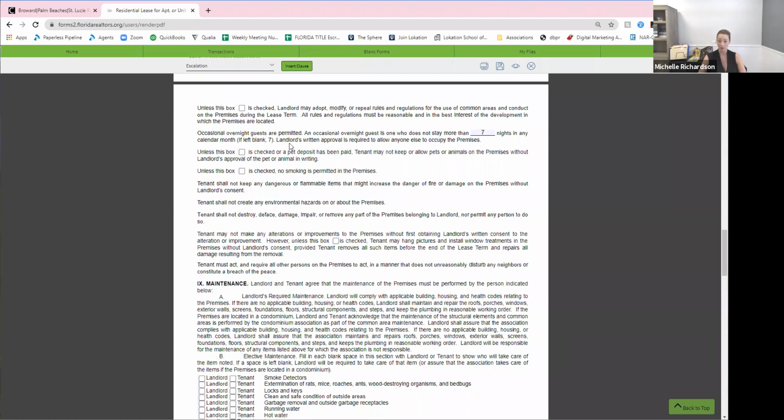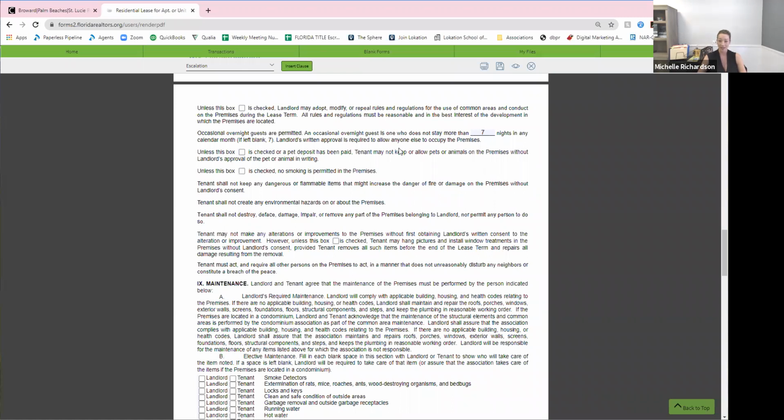So you always want to check with the landlord, or explain to them to check with the landlord, if anybody else is going to stay in that unit, so there's no trouble caused or hurt feelings in regards to somebody who wants to stay there 8 or 9 days. Unless this box is checked, or a pet deposit has been paid, the tenant may not keep or allow pets or animals on the premises without landlord approval.